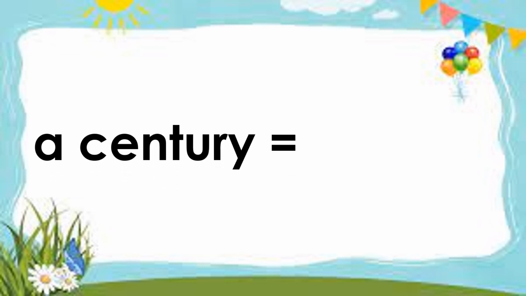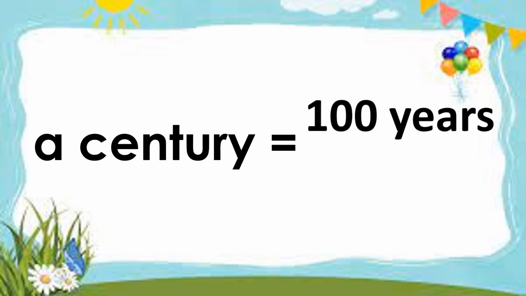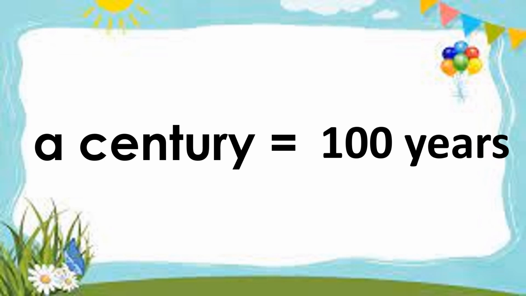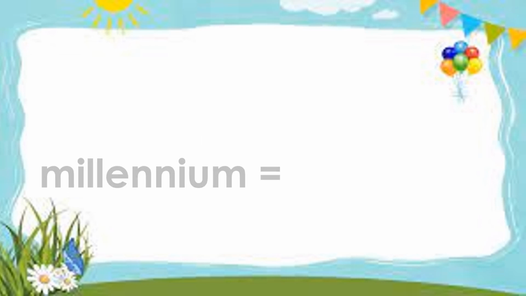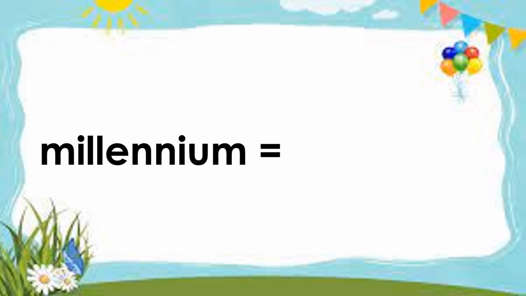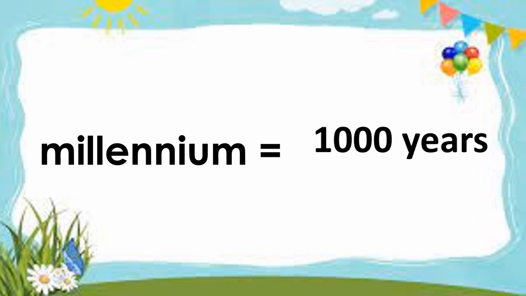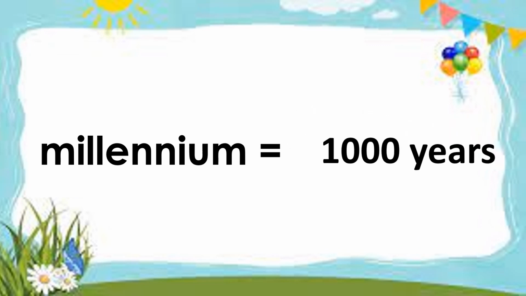Next is century. Century is equivalent to 100 years. Can you read again? Century equals 100 years. The last one is millennium. Millennium is equivalent to 1,000 years. Can you read again? Millennium equals 1,000 years.